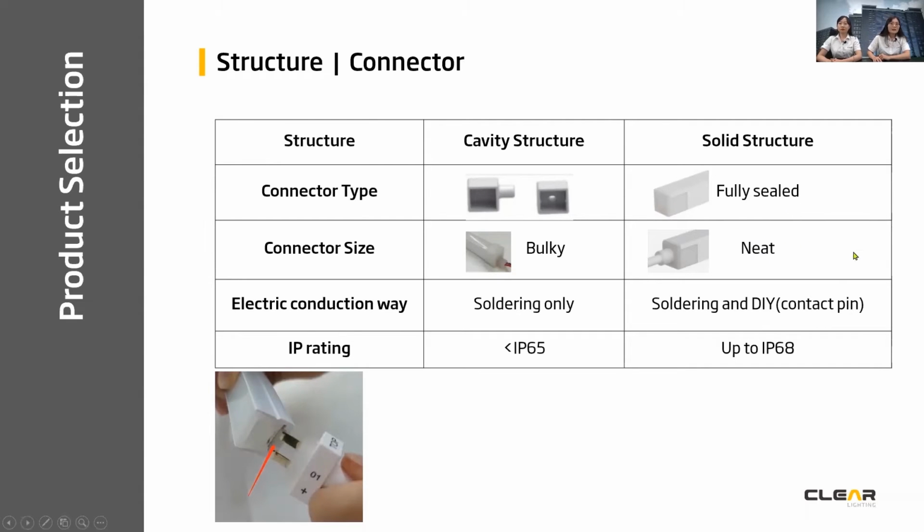So let's check the solid structure. As you know, Clear products use silicone material. So when we do silicone injection, it can be fully sealed to the connector, with a very neat size. And for the electric conduction, we can use injection as well as a DIY connector, because the DIY pin can connect firmly at the back of the PCB to achieve the IP rating.